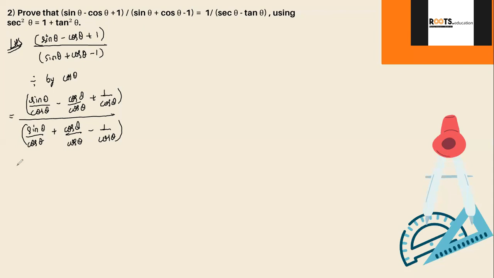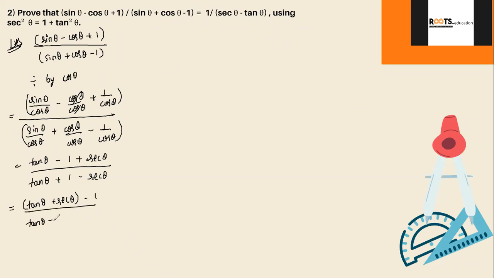Sin by cos is tan. So tan theta, cos theta cancelled, minus 1 plus 1 by cos is secant theta. Divide by sin by cos is tan plus 1 minus secant theta. Any doubts still here? So now we will group tan and secant together: tan theta plus secant theta minus 1 divided by tan theta minus secant theta plus 1.